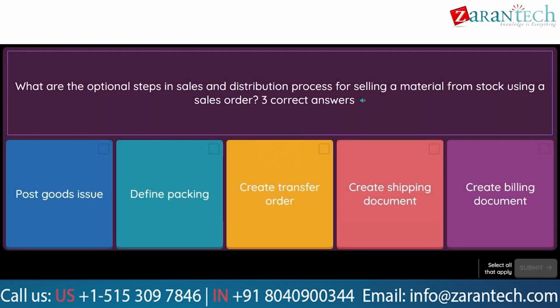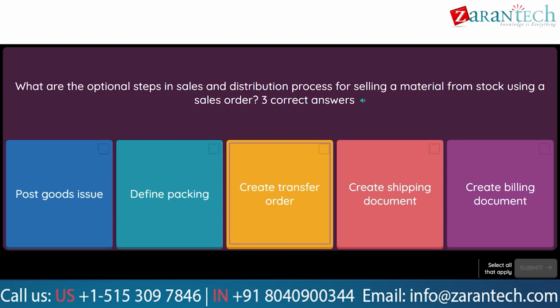Question: what are the optional steps in sales and distribution process for selling a material from stock using a sales order? 3 correct answers. Option 1, post goods issue. Option 2, define packing. Option 3, create transfer order. Option 4, create shipping document. Option 5, create billing document.